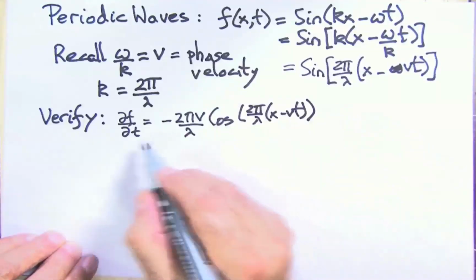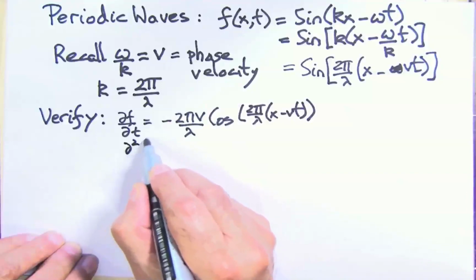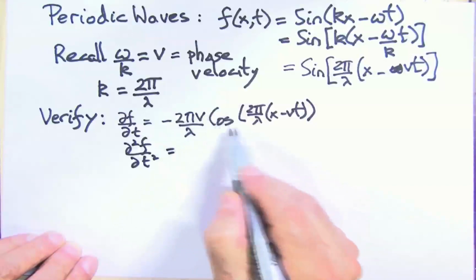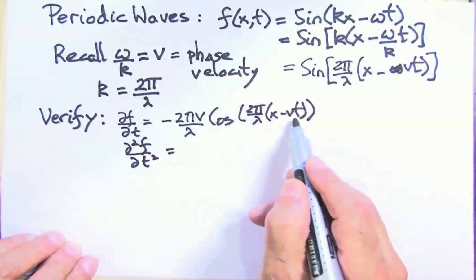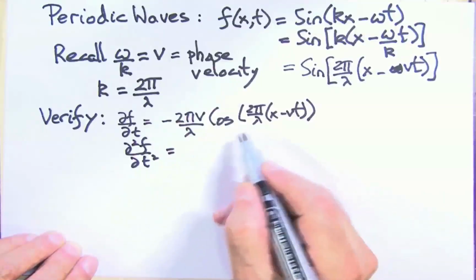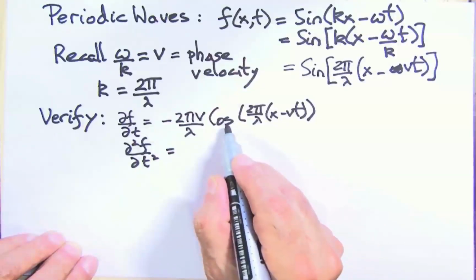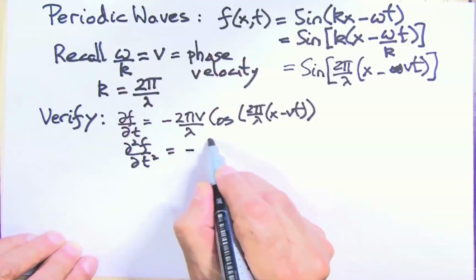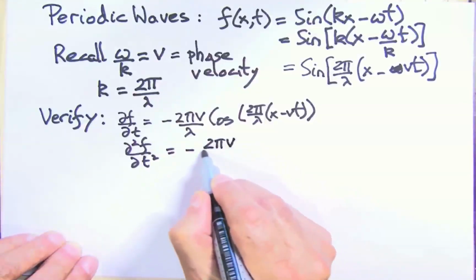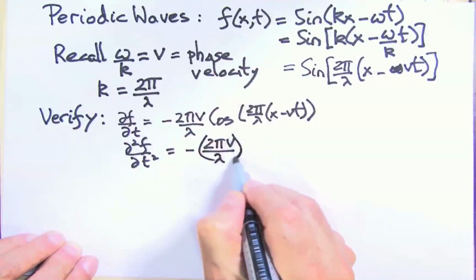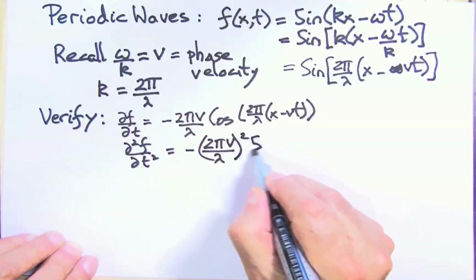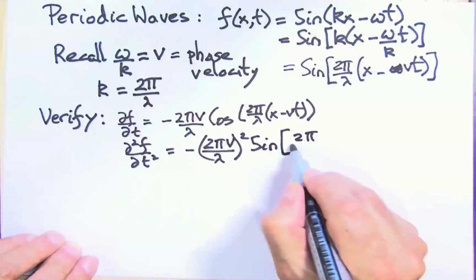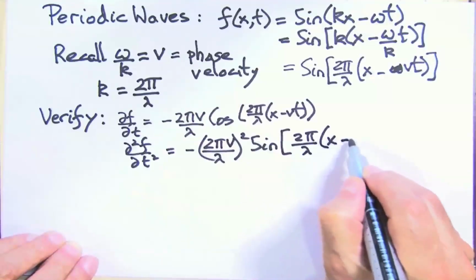And then if I differentiate this again, so I have d2f by dt squared, I'm going to get 2 pi over lambda v again over here, again with a minus sign, but when I differentiate the cosine, I get a negative sign. So from there, I get minus 2 pi v over lambda squared, and I get sine of what I had before as well, x minus vt.